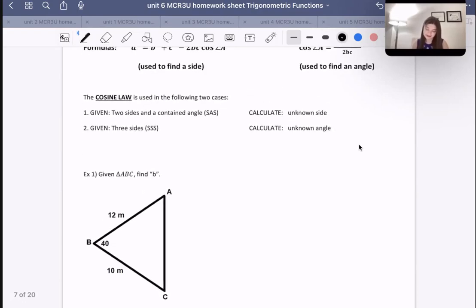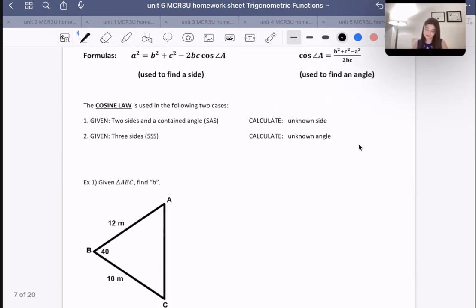Okay, so let's use the cosine law to solve this one here. First, let's talk about what we're given. We're given angle B. We're also given sides A and C, and we're asked to find the unknown. We're asked to find side B. So since we're being asked to find a side, I'm going to use the first formula here as opposed to the second formula.